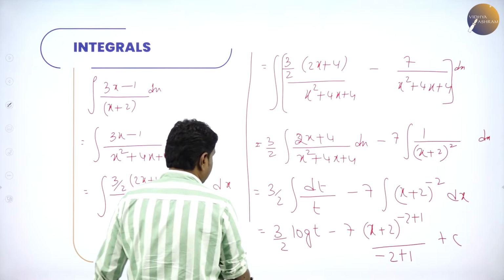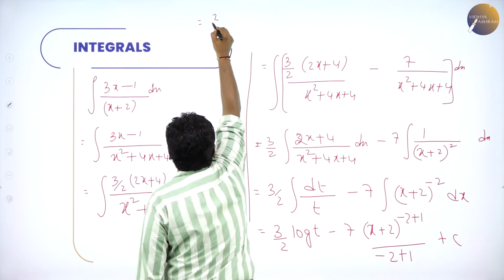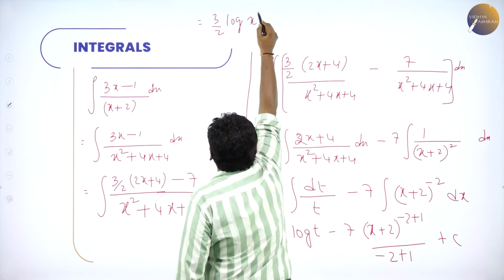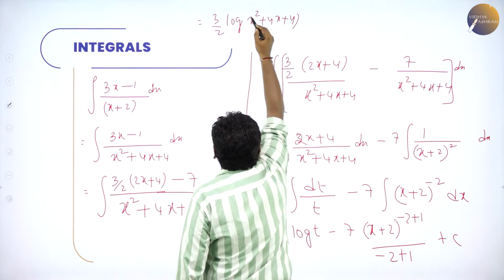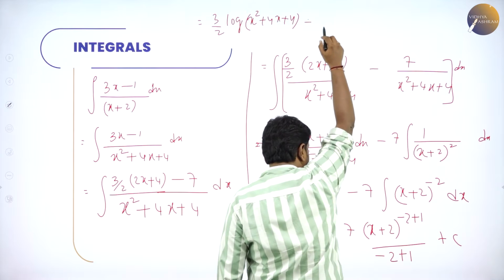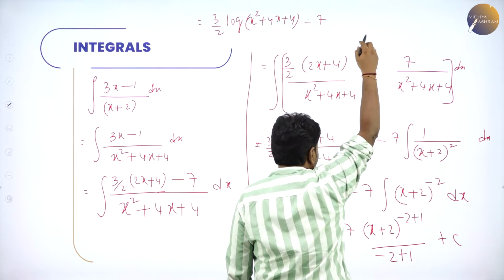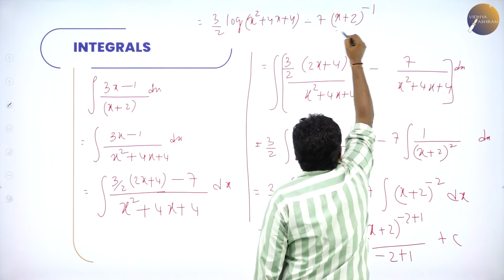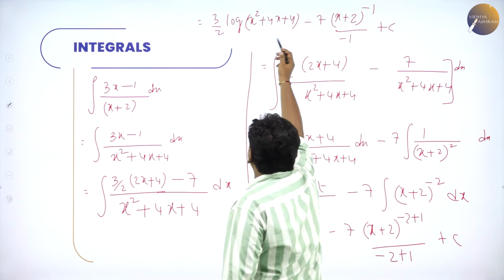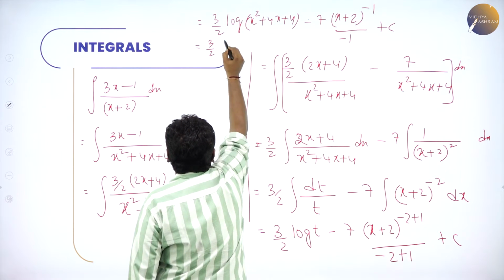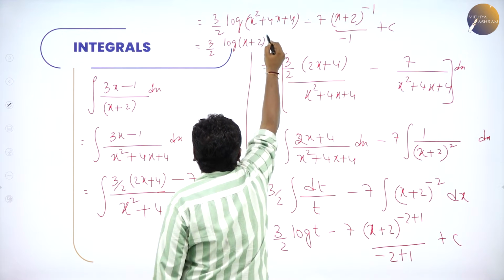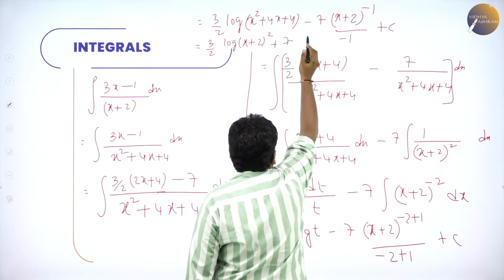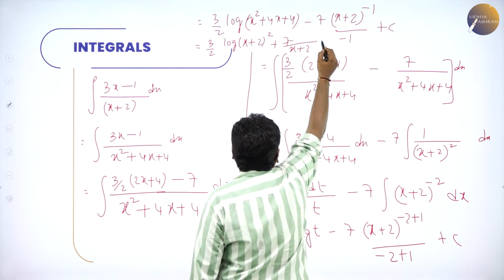So now substitute the final value. So final value is 3 by 2 log of t. T is what? Denominator. What is denominator? X square plus 4x plus 4, or x plus 2 the whole square, minus 7 into x plus 2 power minus 1 divided by minus 1 plus c. Or you can rewrite this as 3 by 2 log of x plus 2 the whole square, minus 7, minus into minus becomes plus, and you can write it in denominator as 7 by x plus 2 plus c.